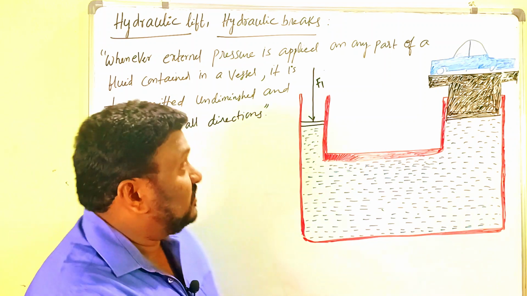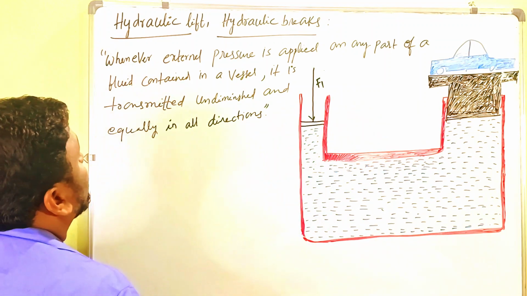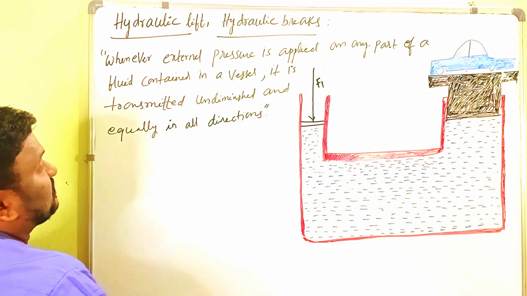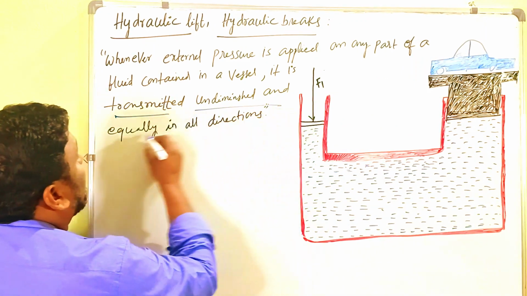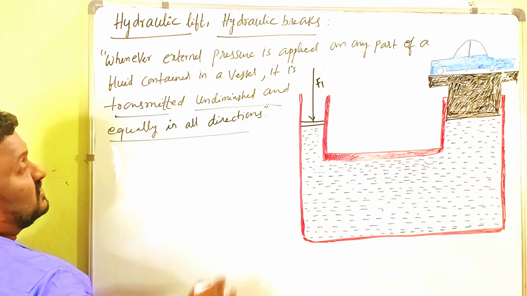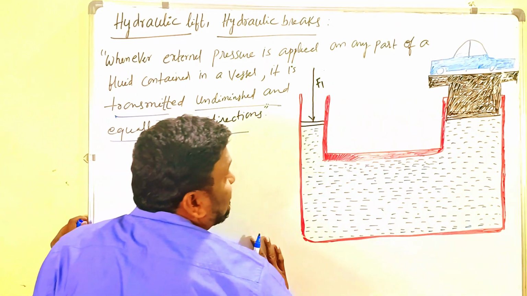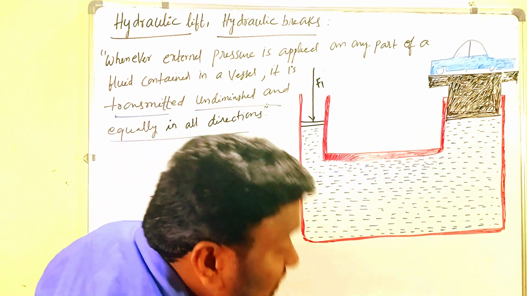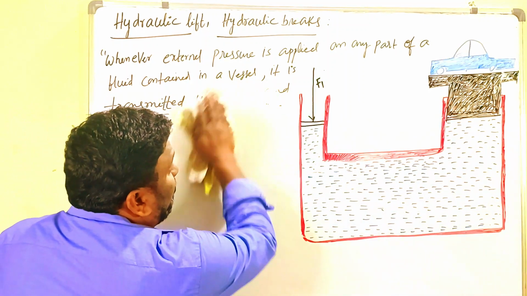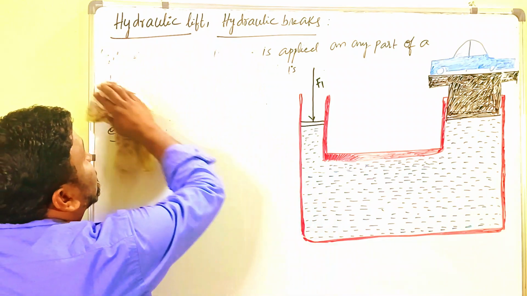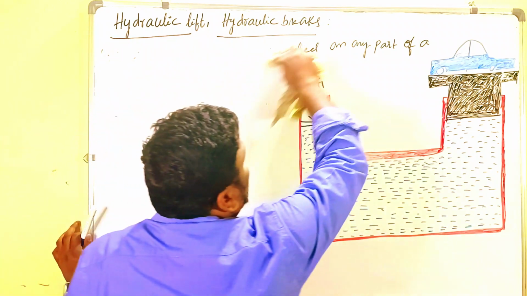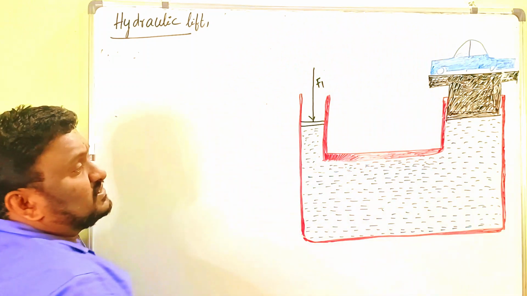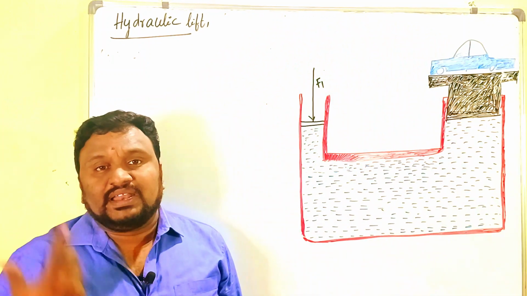So dear students, Pascal's law says that whenever external pressure is applied on any part of a fluid contained in a vessel, it is transmitted undiminished and equally in all directions. Now, the hydraulic lift. Generally a hydraulic lift is used to lift heavy vehicles like cars and trucks. By pulling one small lever, the entire vehicle is lifted.